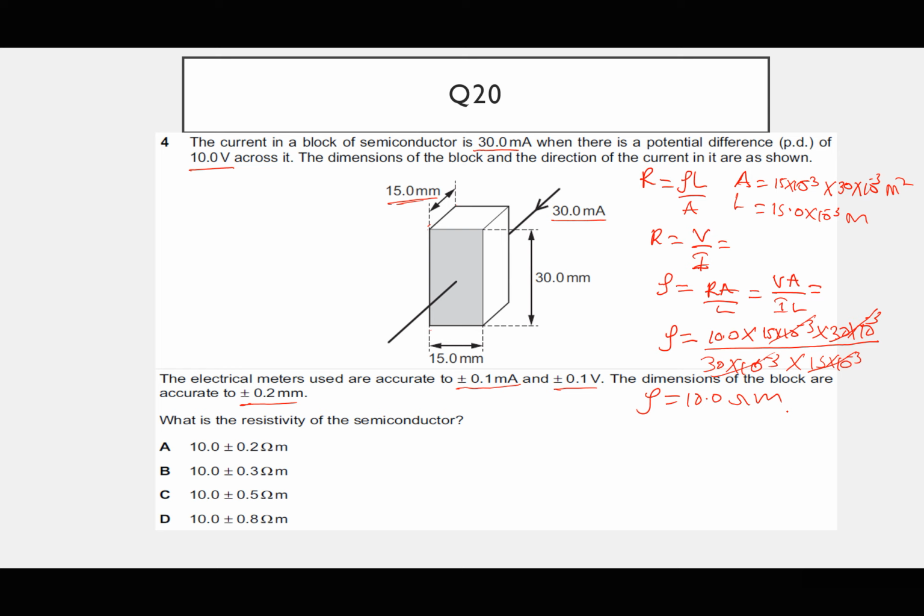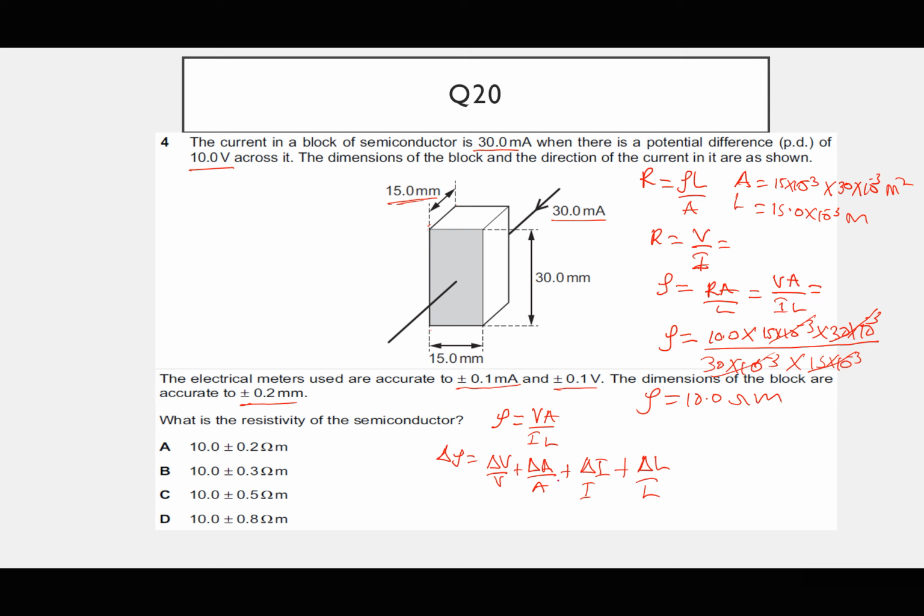So we shall say that because resistivity is equal to VA over I times L, there is multiplication, there is division, so we just add the fractional uncertainties. So the absolute uncertainty in rho is going to be the absolute in V over V plus the absolute in A over A plus the absolute in I over I plus the absolute in L over L.